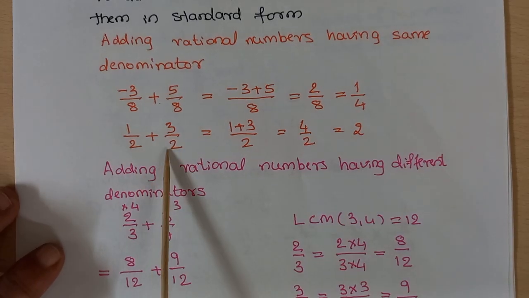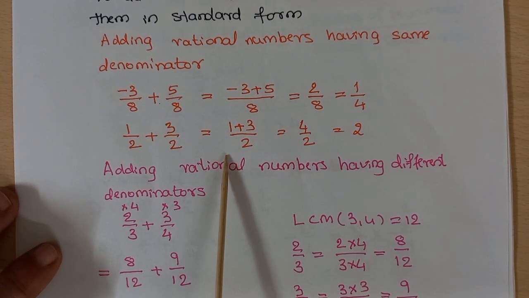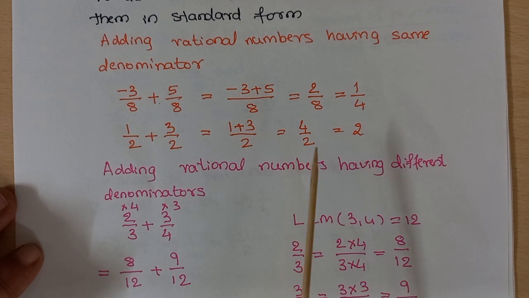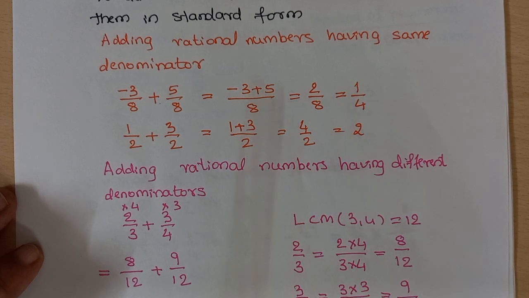Similarly, 1 by 2 plus 3 by 2 is 1 plus 3 upon 2. This is 4 upon 2, because 1 plus 3 is 4, and 4 upon 2 we get as 2, because 2 ones are 2, 2 twos are 4.